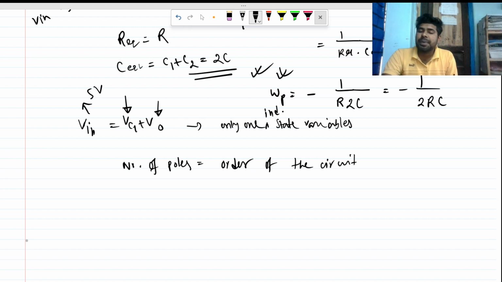Here we have two capacitors, but the effective capacitance is a single capacitance, so the circuit behaves like a single pole system. We can also see that there is only one independent state variable. So now let's go for the zero. Let me draw the circuit again.